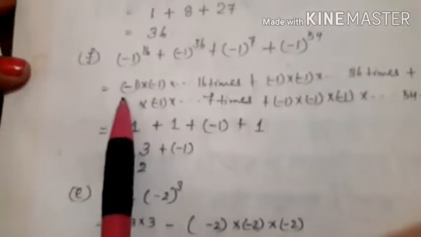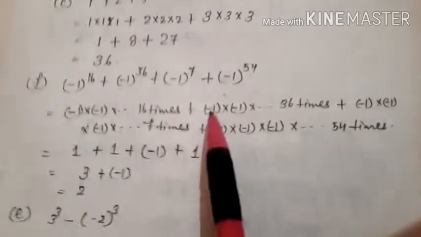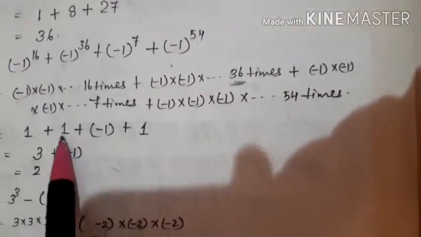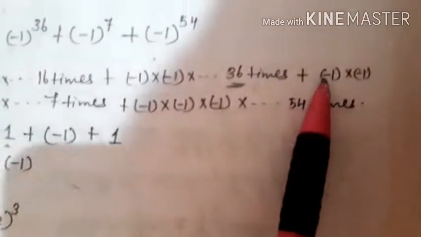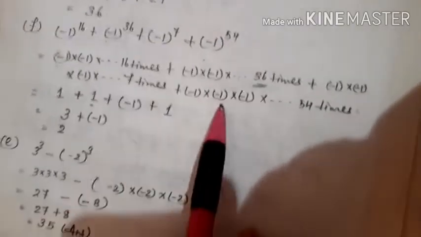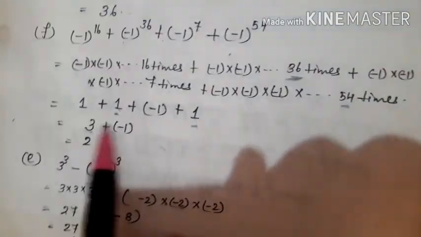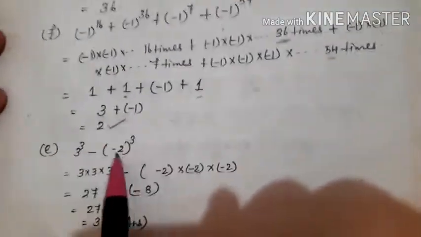See, if we multiply minus 1 sixteen times, what will we get? 1. If I multiply minus 1 thirty-six times, this is also an even number, then you will get 1. If we multiply minus 1 seven times, then we will get minus 1. If we multiply it 54 times, then it will be 1. 1 plus 1 plus 1, which is equal to 3, minus 1, then 2 is the answer.